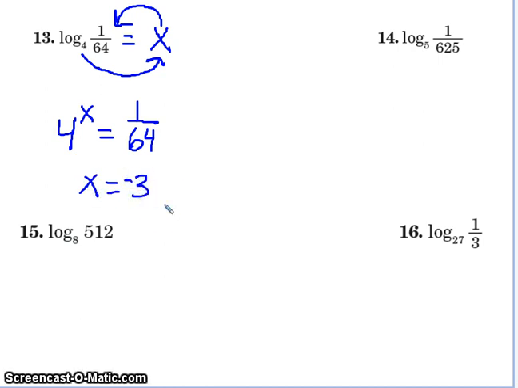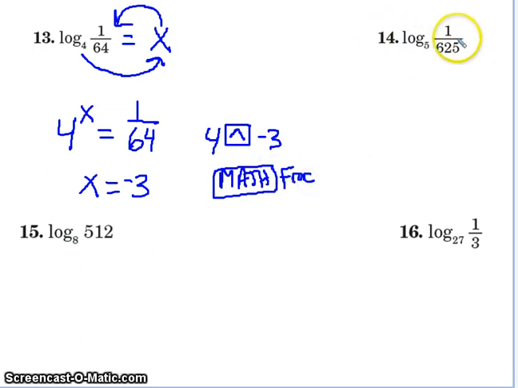Now if you want to check, go ahead and plug in 4, then use your to-the-power button, -3 in your calculator. You're going to get a crazy decimal, but when you hit math and change it back to a fraction, you should get 1/64.